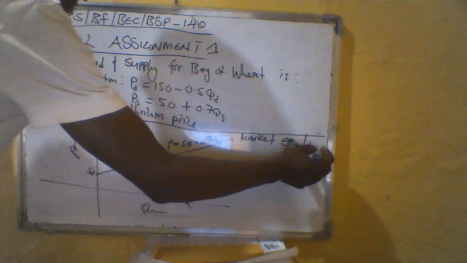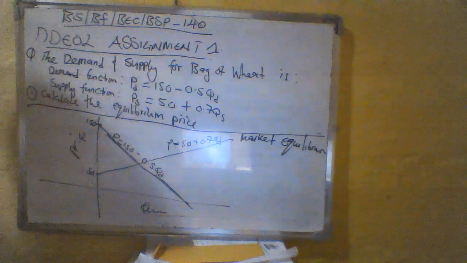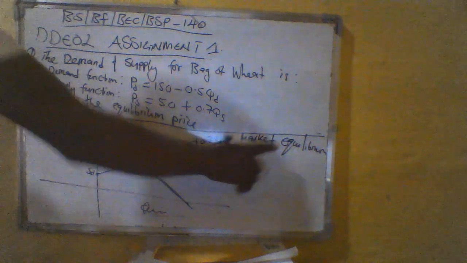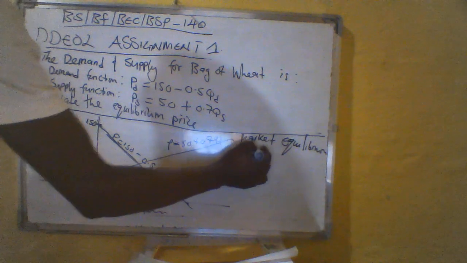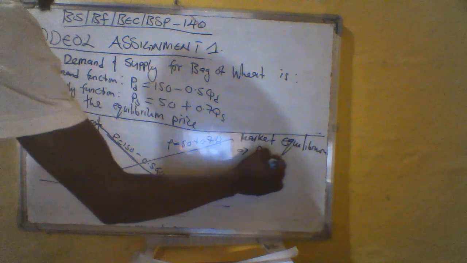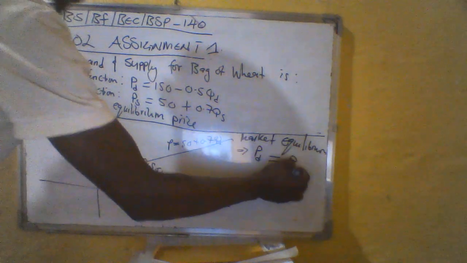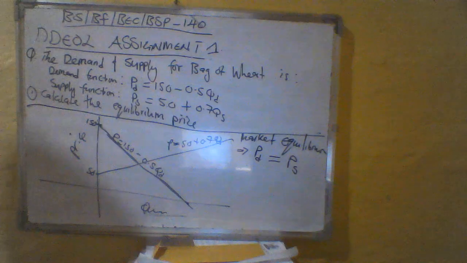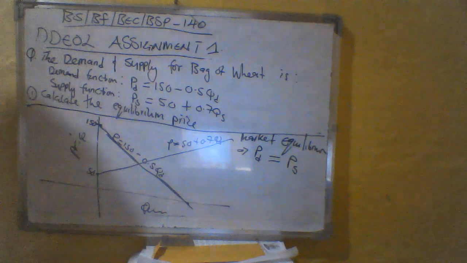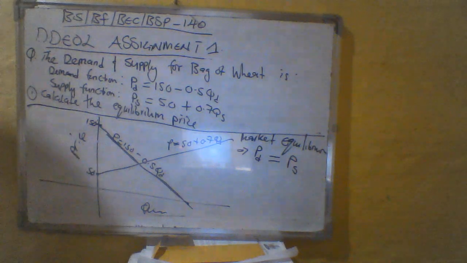We can conclude that we are at market equilibrium. This can only happen when the demand is equal to the supply. So market equilibrium can only happen when the demand is equal to the supply.